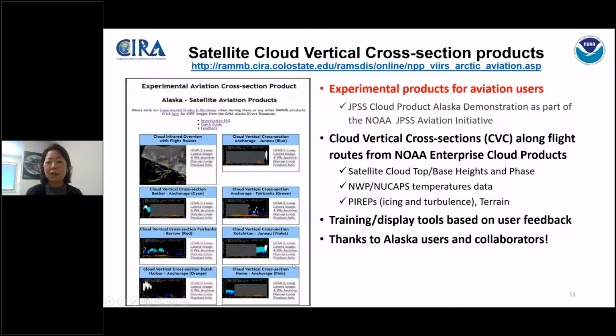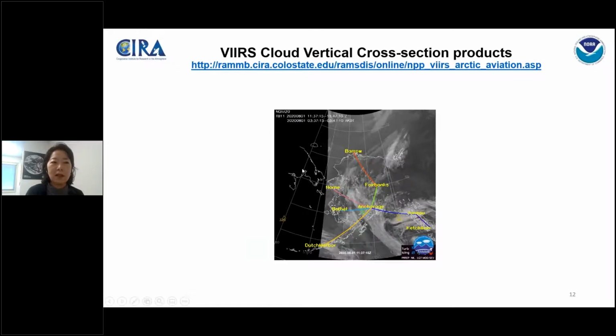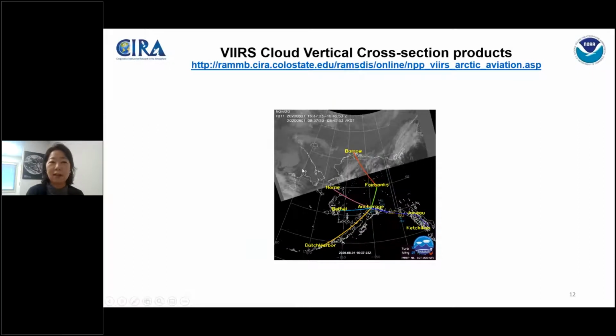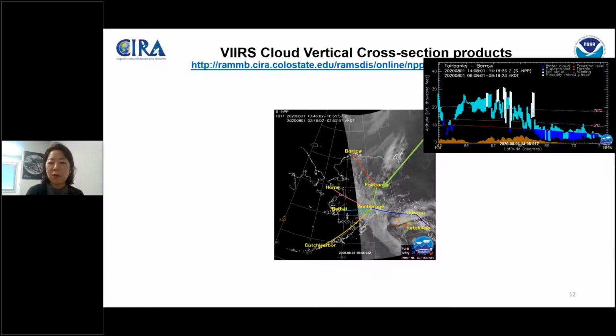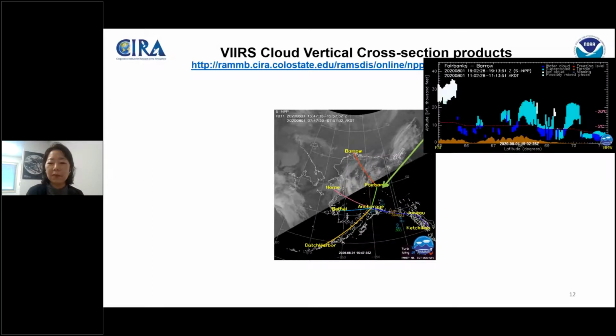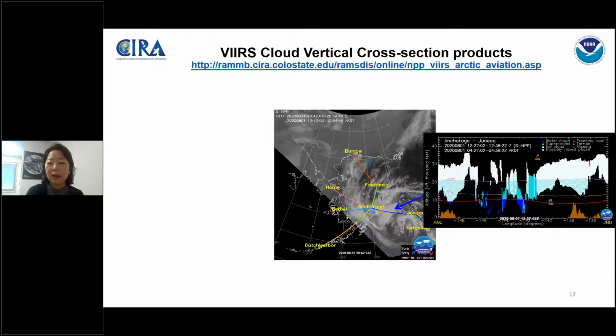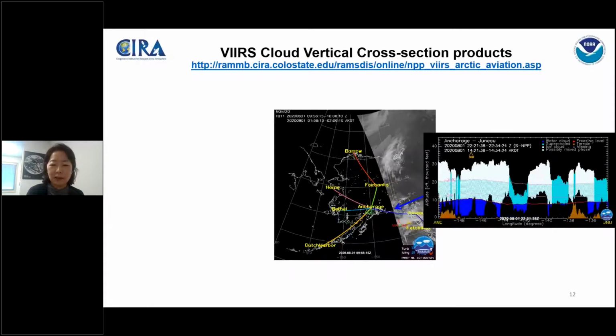And especially I'd like to again thank Alaska users and the collaborators for all these activities. We are working on this as one team. And you can click on this website and you can see this IR image, and you can click one flight path like this, and you can see cloud cross sections.